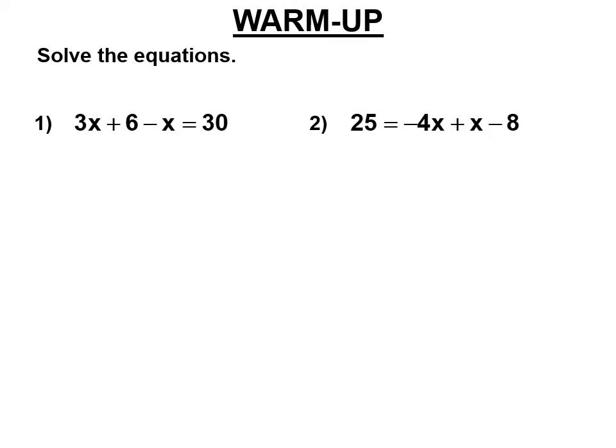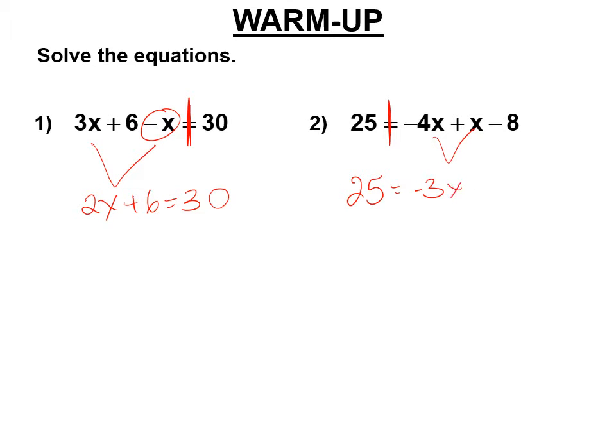All right, so let's remind ourselves what we were doing in the last lesson, right? In the last lesson, the x's were always all on the same side of the equal sign. And when they're on the same side of the equal sign, you just combine them. So 3x minus x is 2x, and we get this two-step equation, 2x plus 6 equals 30. Over here, right, you combine your like terms and you get negative 3x minus 8.